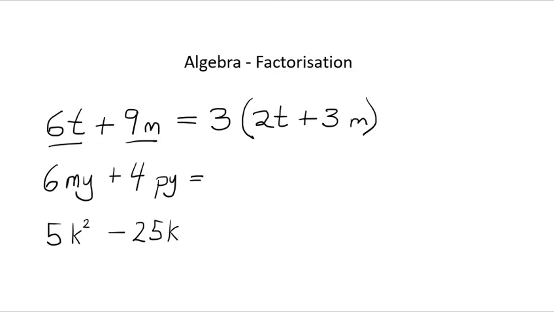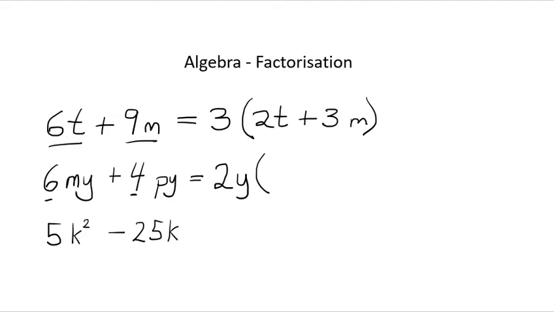So here in the second example, we again look at the numbers first, the coefficients. We have 6 here, and we have 4 here, don't we? So what number can go into both of them? The largest number that can go into both of them is 2. And then we look at our letters, m, y, p, y. So we realize that they both have y in common, so that can also come out as our factor. Open a bracket.